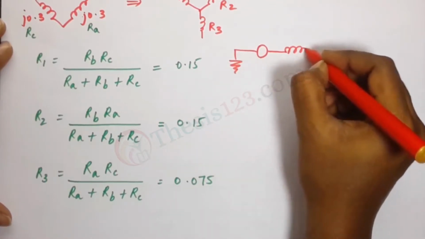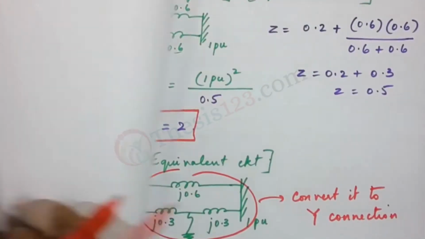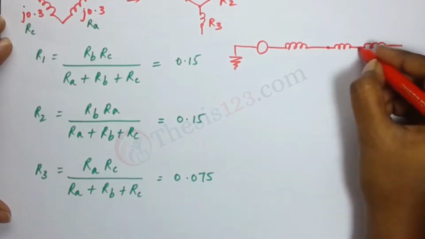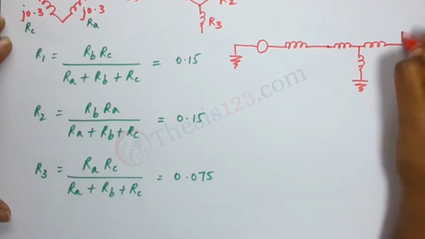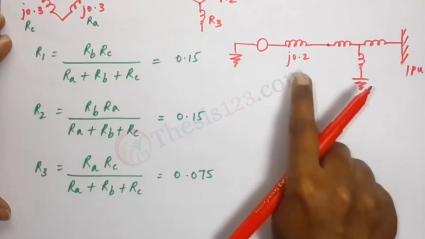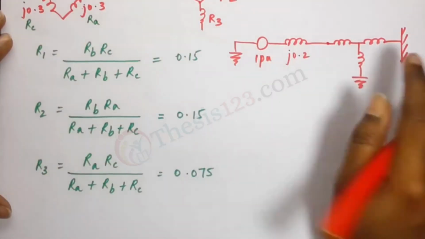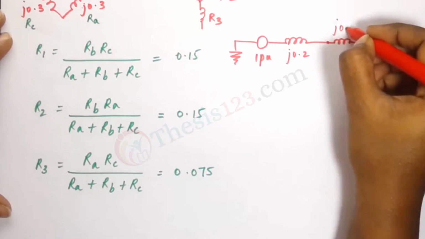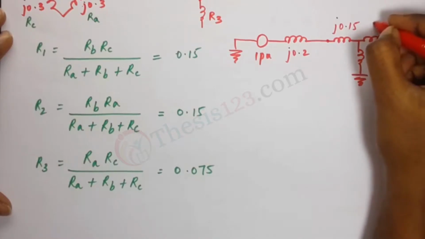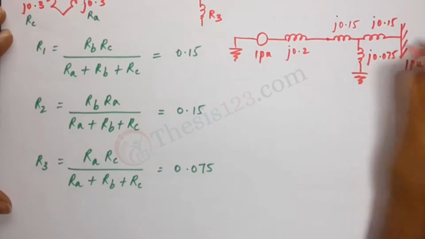So if we were to write this in the equivalent form in the circuit, please observe. We are converting this delta connection to star. So this is what we get here. That's 1, 2 and 3. That's our infinite bus 1 pu, and that's 0.2, J0.2, that's 1 pu. So this is our star that we have converted. Here we have R1 at J0.15, and then R2 which is also J0.15, and here we have R3 at J0.075.